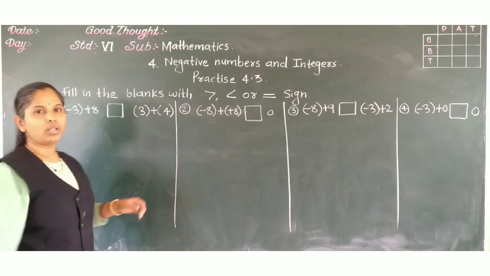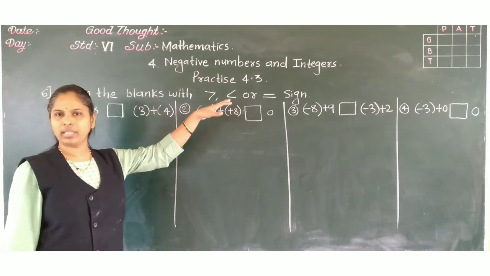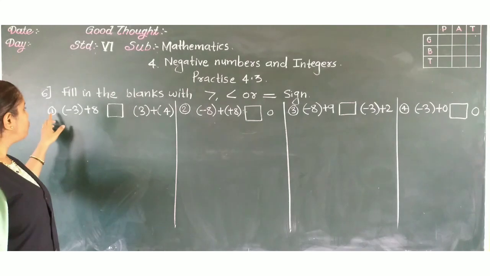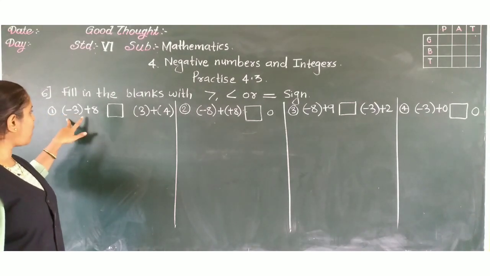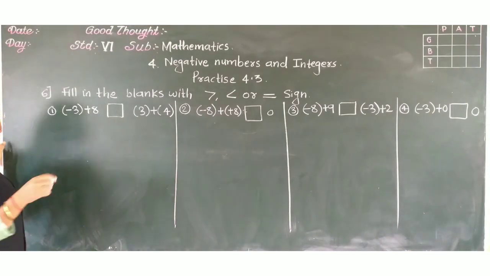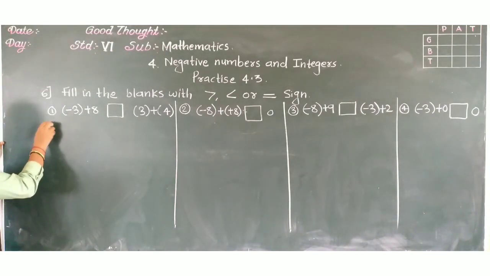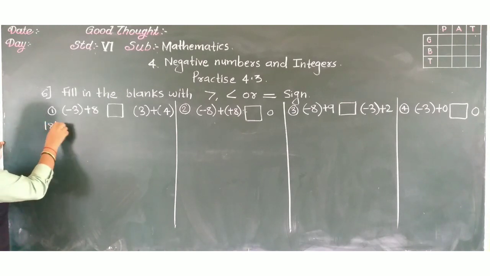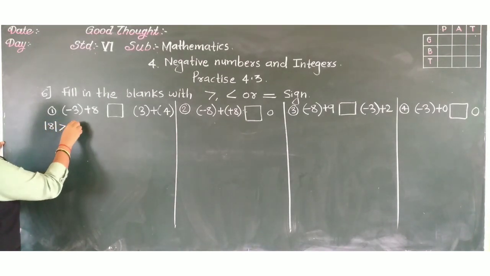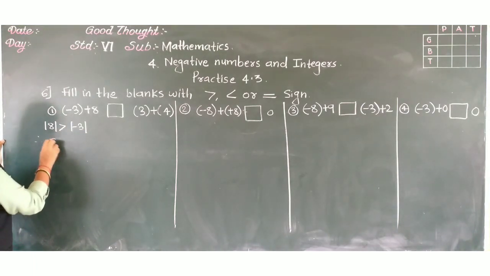Okay. Question number 6 is fill in the blanks with greater than, smaller than or equal to sign. First one. Now here see minus 3 plus 8, both having different signs. That is, we have to compare the absolute values. So here directly I am writing absolute value of 8 is greater than absolute value of 3. Correct? Therefore subtract absolute values.